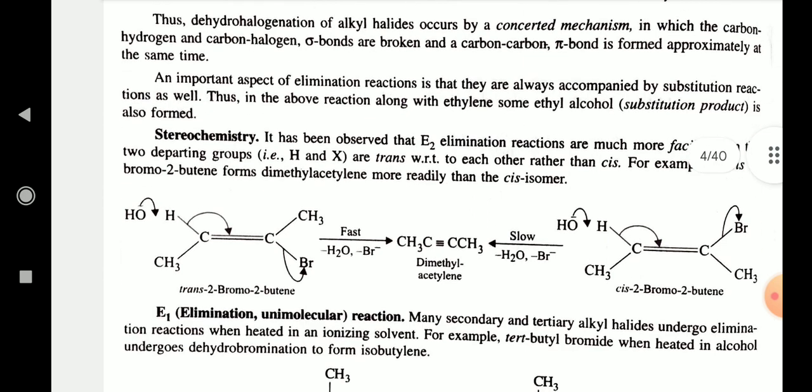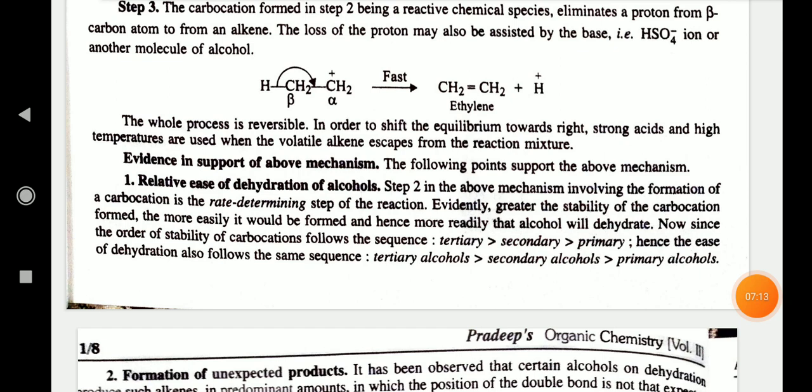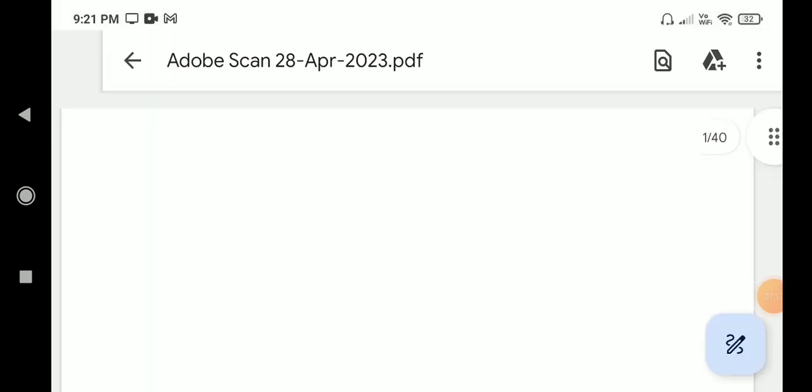An important aspect of elimination reactions is that they are always accompanied by substitution reactions as well. Thus, in the above reaction, along with ethylene, some ethyl alcohol substitution product is also formed. Next is stereochemistry. Next is evidence in support of above mechanism.